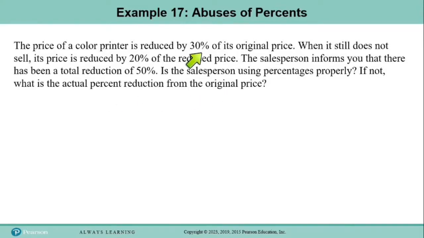Okay, so here's the problem. The first discount was taken off of the original price. That's the way it always is, and that's correct. The second discount was not taken off of the original price. Notice, and this is the way it always works, the second discount was taken off of the reduced price. And so you can't say 30% plus 20% is 50% because these are not percents of the same thing. It's 30% of the original plus 20% of the reduced price. Okay, so we can't add percents that way.